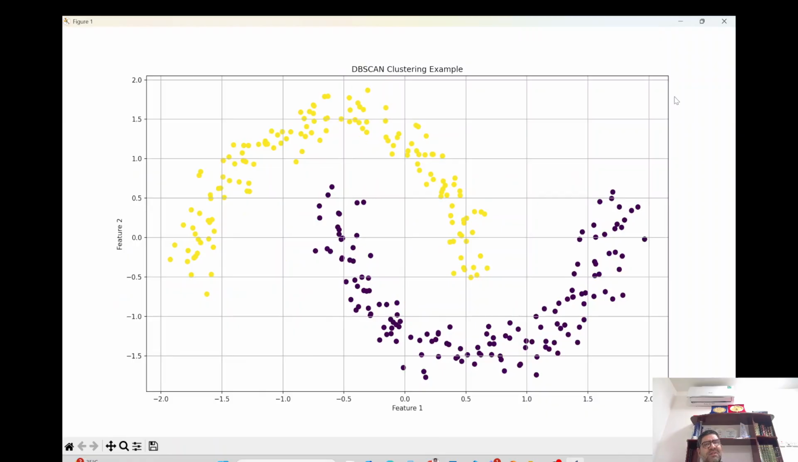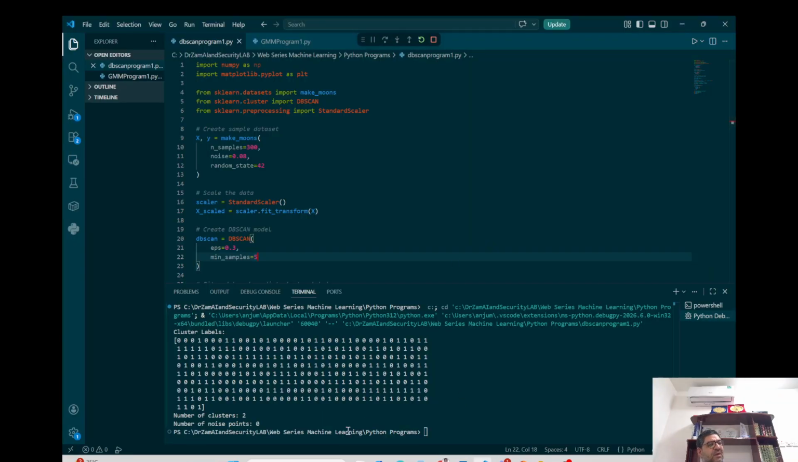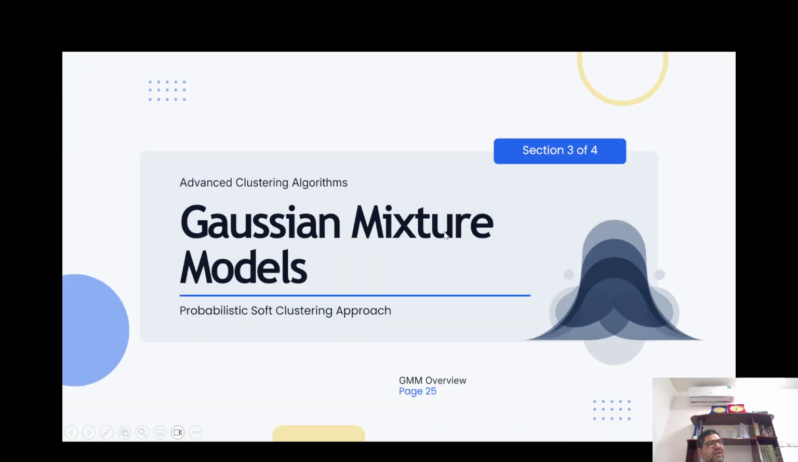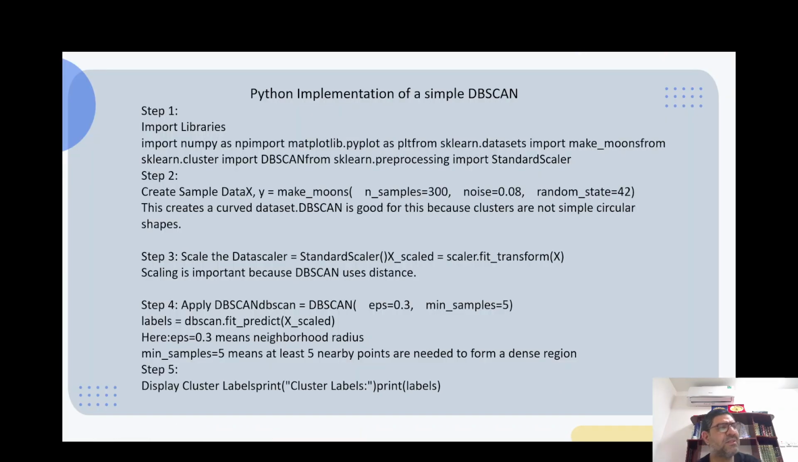So these are 2 clusters. You can see the DBSCAN clustering, so these 2 are there. There's no noise in this one, and this has been executed. This is one simple example of DBSCAN, and we shall be continuing on this one. And this is in fact the Python implementation of DBSCAN.